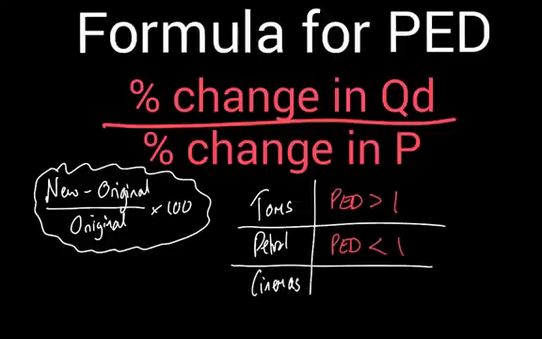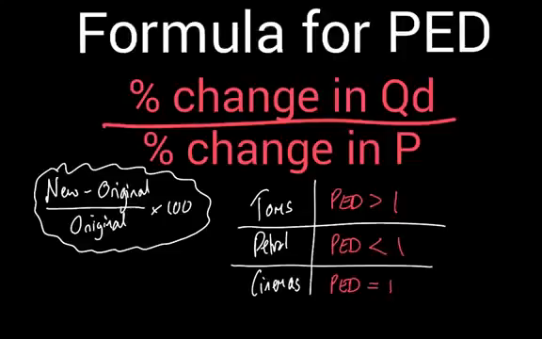Now, for cinemas, if you remember we said that the change there was broadly proportional, so the change on the top is going to be roughly the same as the change on the bottom. And if the change on the top is about the same as the change on the bottom, you've got one number divided by itself, which is going to give you an answer of 1.